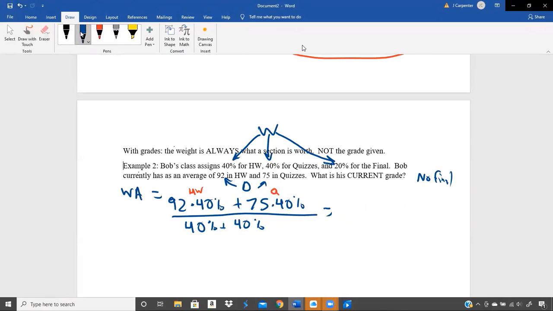All right. So the 92 times the 40 is going to be 3680. In fact, I'll pull out a calculator.